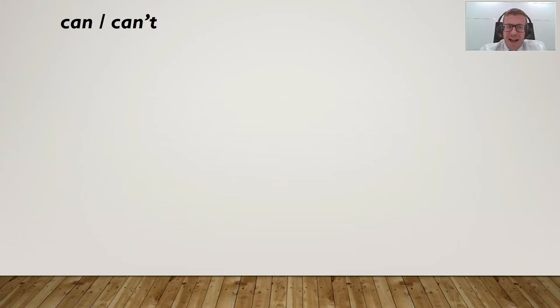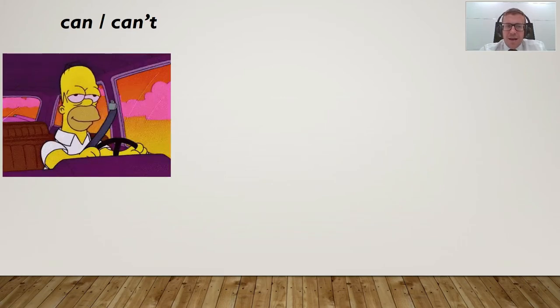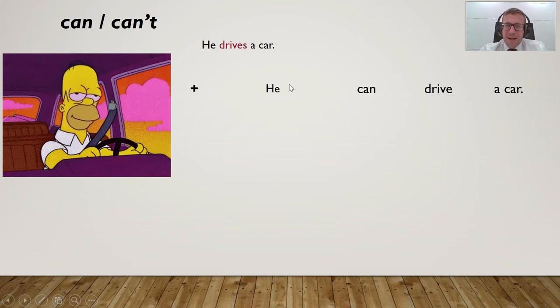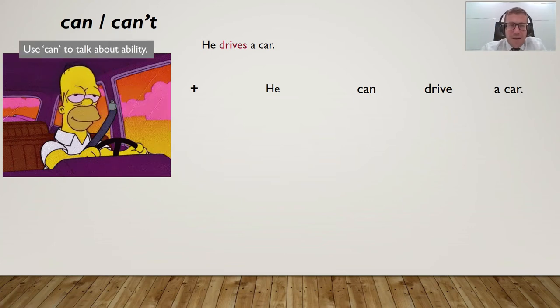Let's look at can and can't. Here we have a man driving. He drives a car. You know this. Structure, this is the present simple. But I want to talk about his ability. And for this we say he can drive a car. He has two hands on the steering wheel and everything is fine. We use can to talk about ability, something your body or your mind is able to do. He can drive a car.